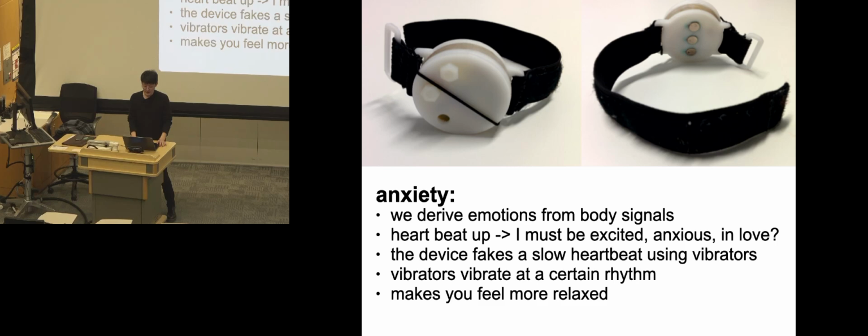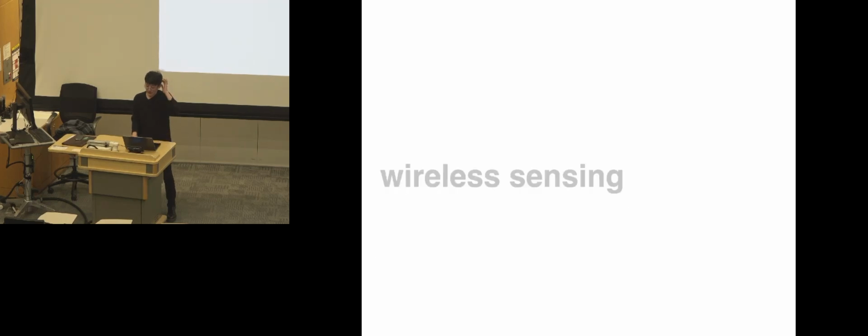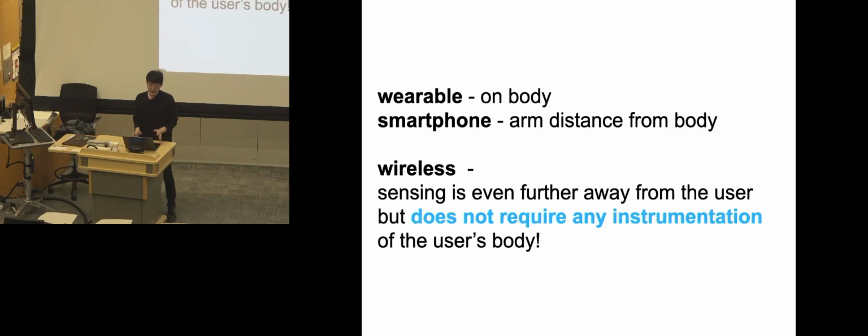So next, we will be moving on to wireless sensing. Pretty cool. If you think about this, the wearables we have are on the body, and the smartphone is about an arm's distance from your body, but you're still touching your device, right? Wireless sensing is even further away from you, and it does not require any instrumentation on your body. So essentially, it could be area sensing for a target area.